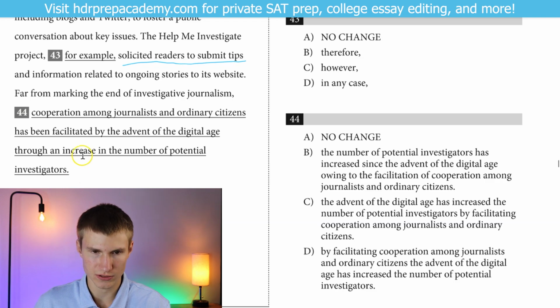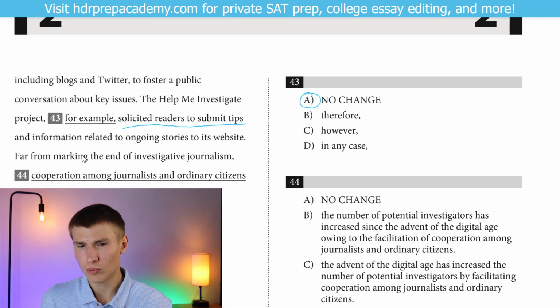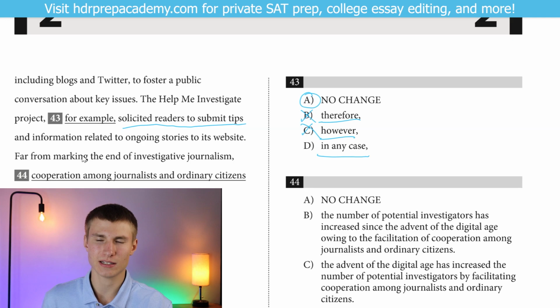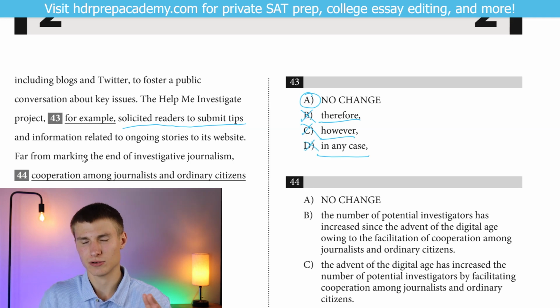Well, that's sort of illustrating those ideas that we just talked about in the previous two sentences. So this is providing an example. So that's why answer choice A would be correct. We're not indicating any sort of cause, so "therefore" is incorrect. We're not contrasting anything, so "however" is incorrect. We're not providing any sort of transition where we would need "in any case," right? We're not deviating from something and onto something else, so D would be incorrect there as well.